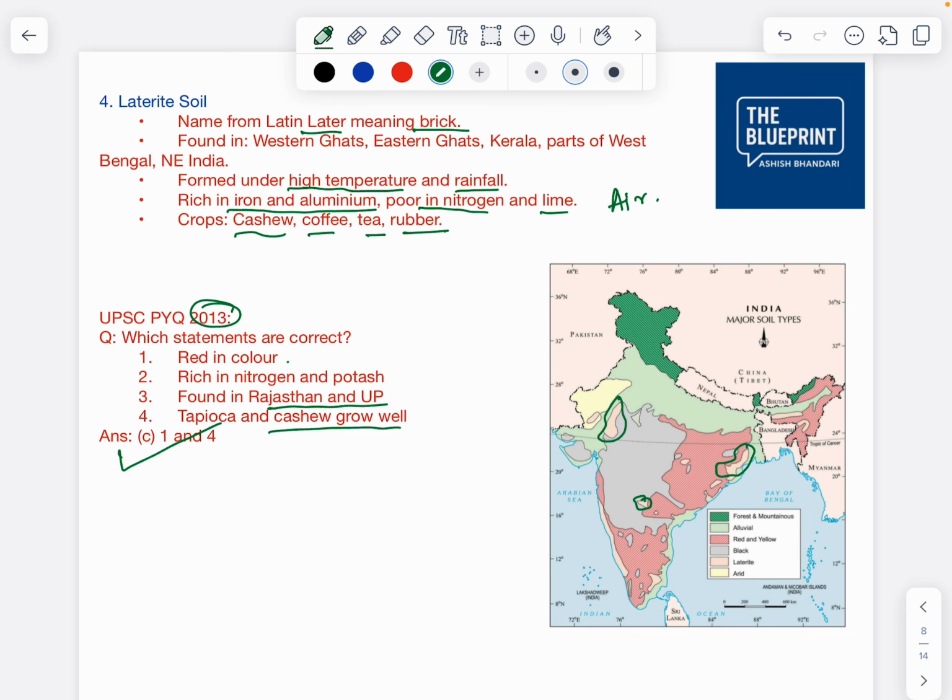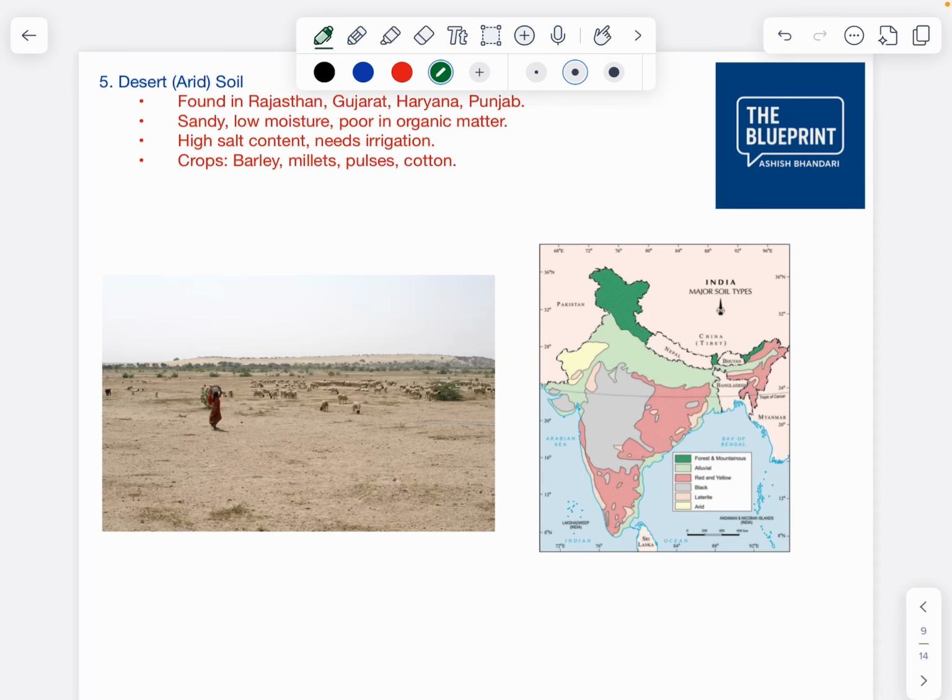Now, feeling hot? Yes, we are into the Thar desert, right? So we are talking about desert soil or the arid soil. It is found mainly in Rajasthan, Gujarat, Haryana, and Punjab. It is sandy, low moisture, right? Because of the low rainfall and high evaporation.